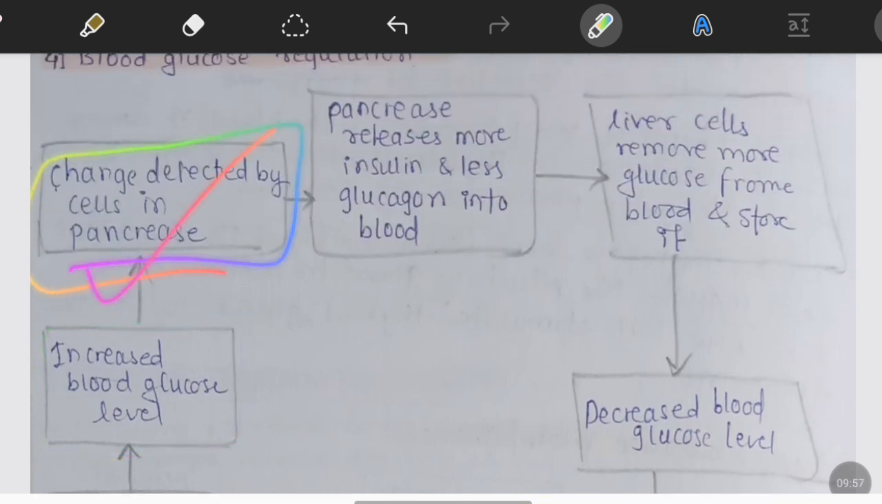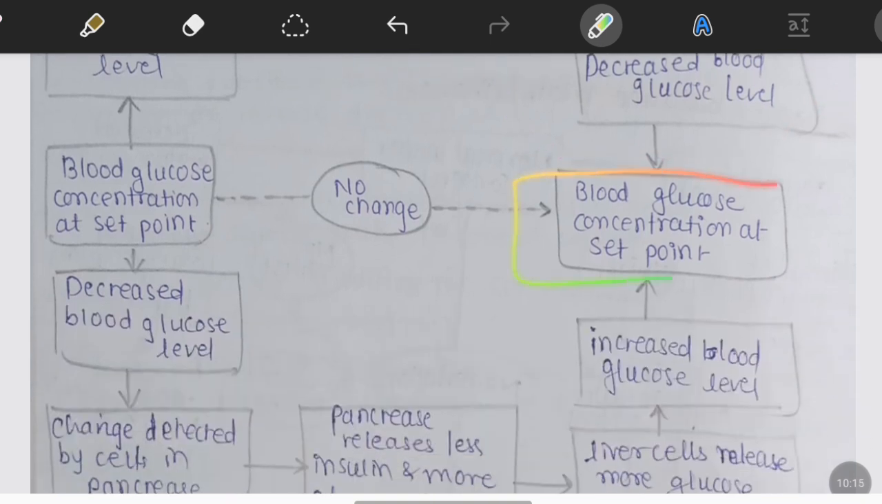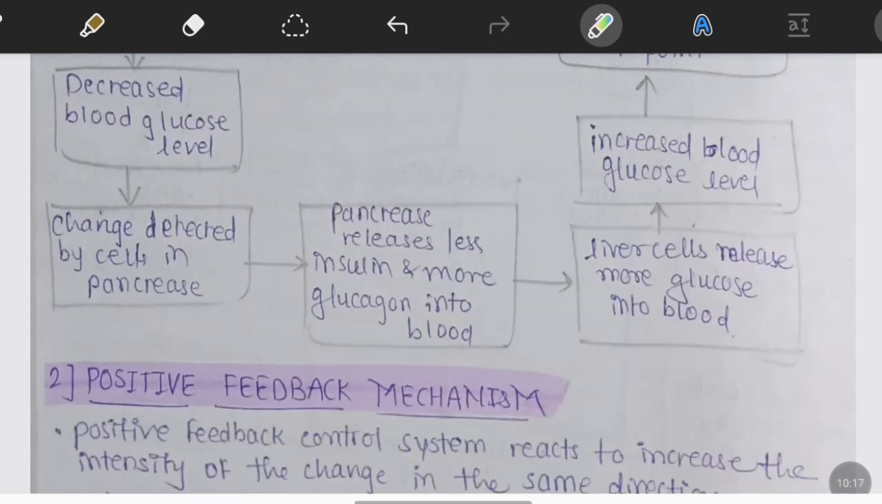If there is an increase in blood glucose level, the change is detected by cells in the pancreas, and here the pancreas releases more insulin and less glucagon into the blood. Finally, insulin removes more glucose from the blood and stores it. And finally, there is a decrease in the blood glucose level, and the blood glucose level is normalized.